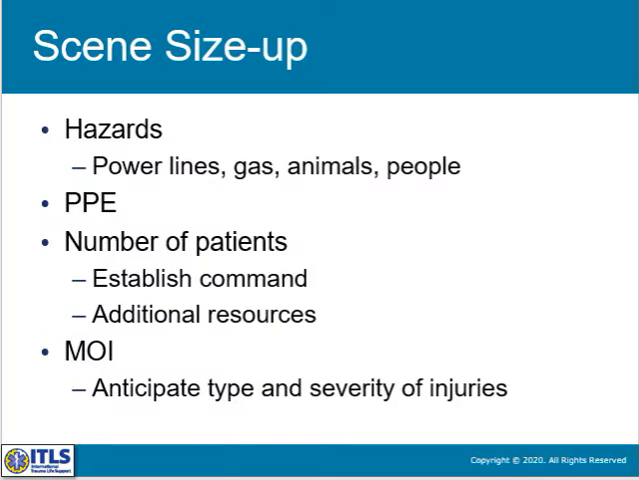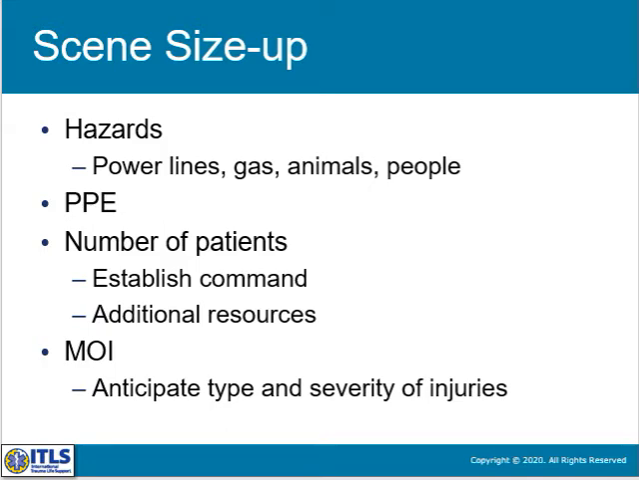Like I said before, hazards, power lines, gas lines, animals, people. You can have some unruly or civil unrest that could cause some issues. You want to verbalize having your PPE and wearing all appropriate PPE. You'll establish how many patients you have. This is a mass casualty incident, or you need extra resources. Are all your resources going to be exhausted, where you have to call in for mutual aid?